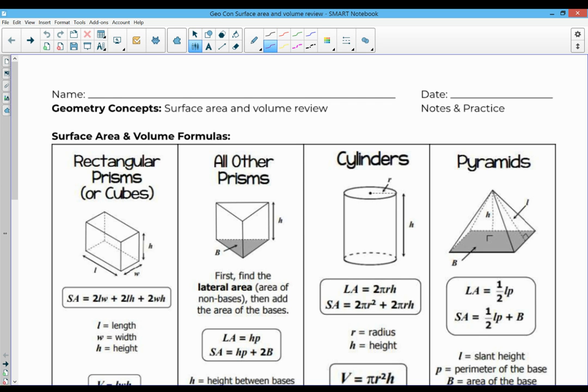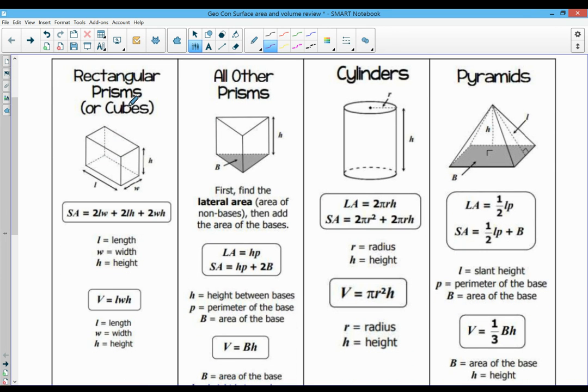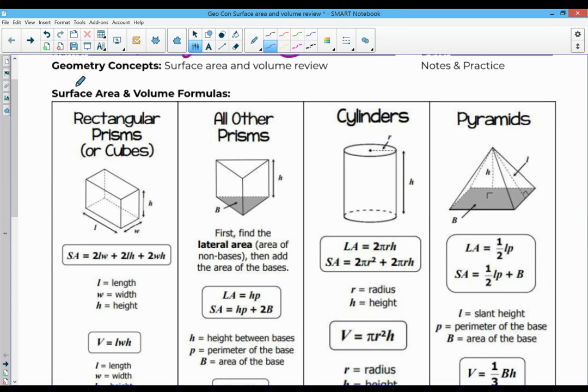This is actually the last lesson of new material that we have this year in geometry. So here we go. This is on surface area and volume. Again, it's a review. So we're just going to get right into it. These formulas are here to help you as you go through IXL. Again, we're just grading the IXL, not the notes.